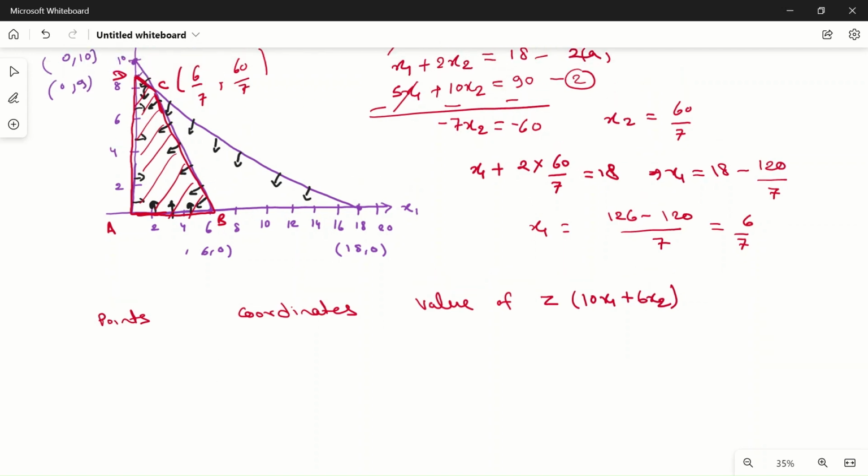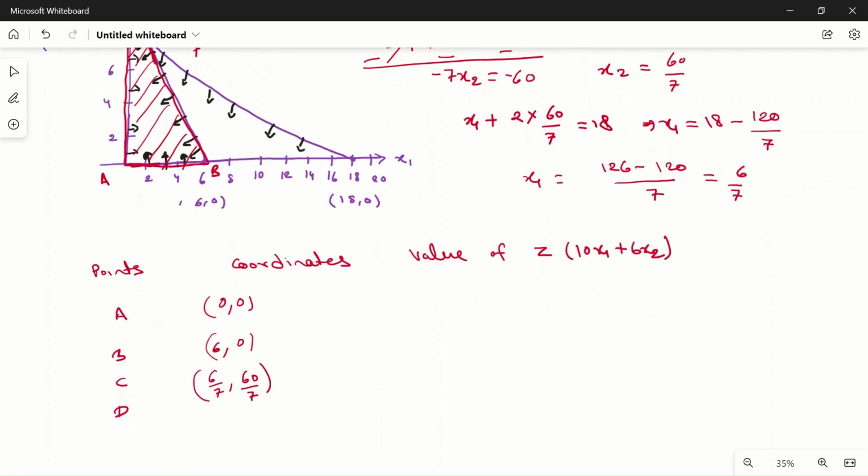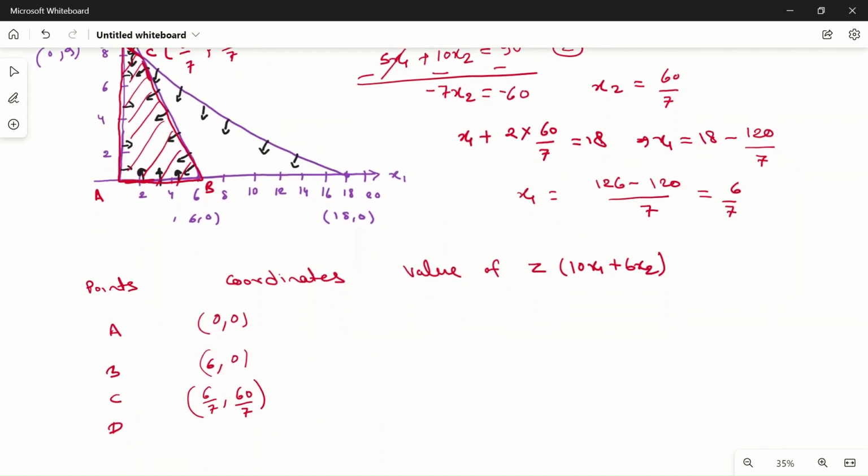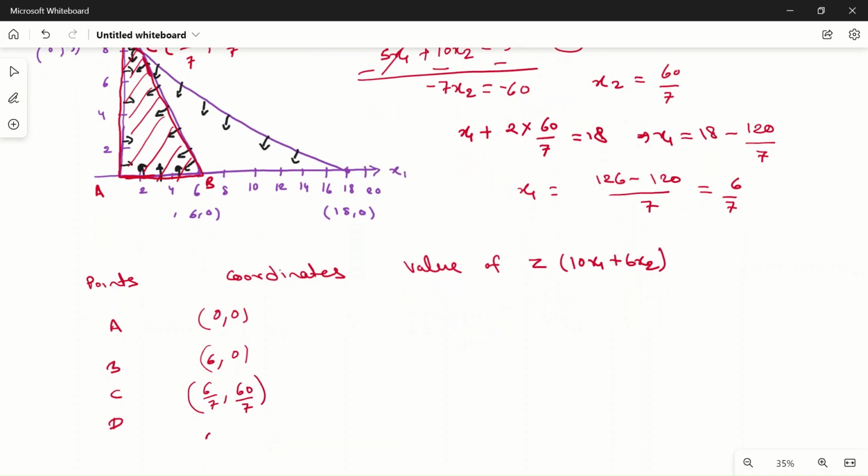So what are the points? We have to select only the extreme points: A, B, C and D. Point A is (0, 0), which is the origin. Point B is (6, 0). Point C is (6/7, 60/7), and point D is (0, 9).